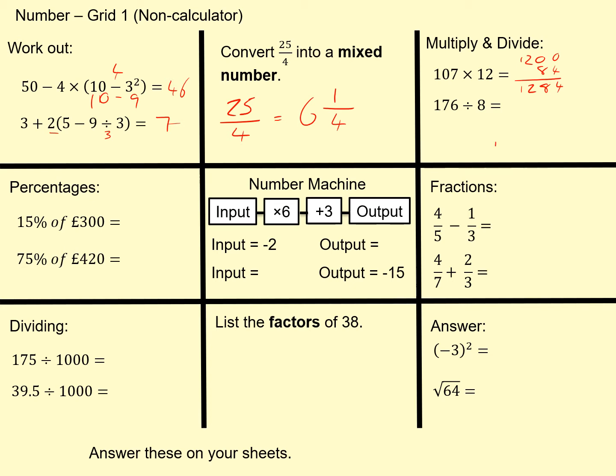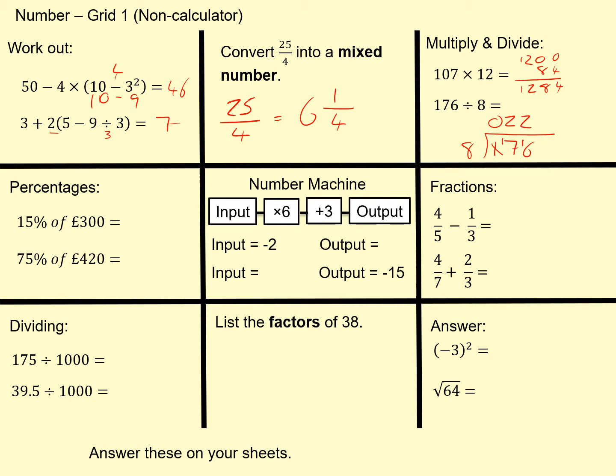Next up, we've got 176, and we'll divide that by 8. Well, 8 doesn't go into 1, so 0 times, so carry the 1 to the next column. 8 goes into 17 twice, nearest multiple 16, so we've got 1 left over. 8 into 16 goes twice. So the answer for that one is 22.